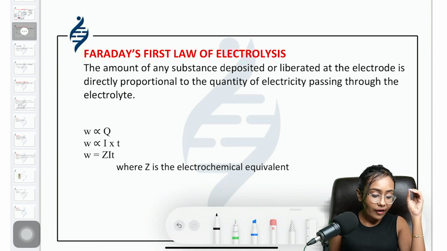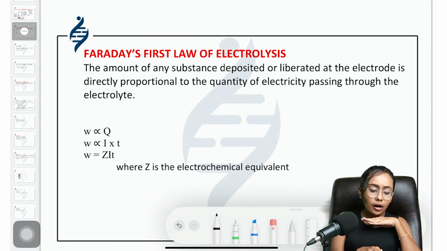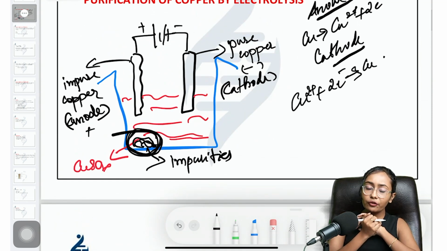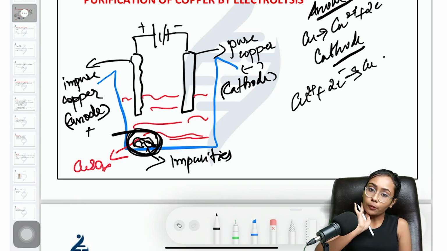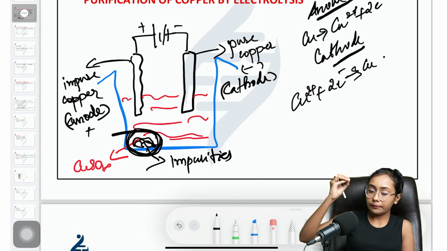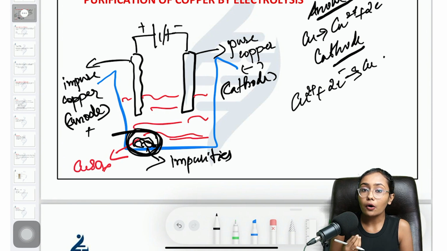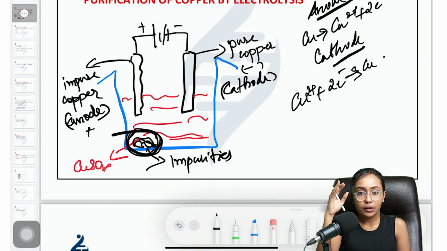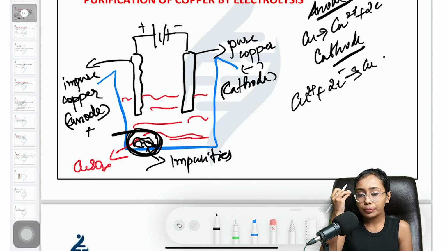Now we're going to deal with Faraday's first law of electrolysis. Before coming to the statement, let me explain it with an example of copper itself. Consider the case of the cathode: the amount of pure copper depositing on the cathode is directly proportional to the current flowing through it. Or the amount of impure copper liberating from the anode side is directly proportional to the current flowing through it.